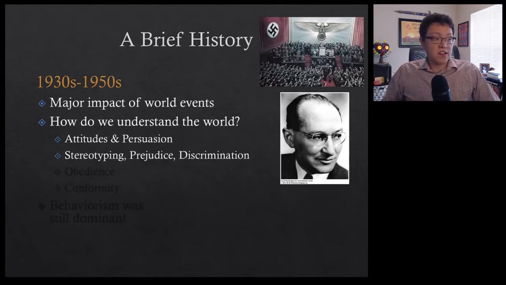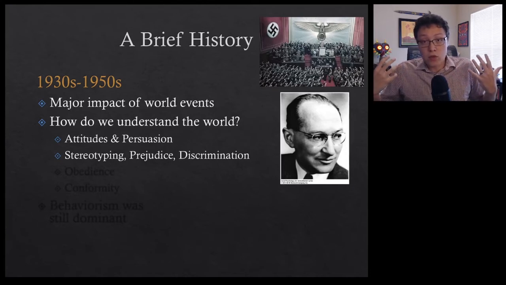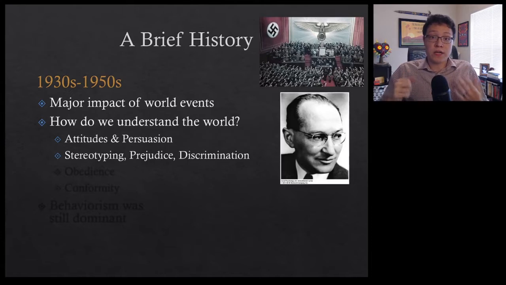We also see things like stereotyping, prejudice, and discrimination. We saw a massive and systematic collection and annihilation of a large number of Jewish individuals, as well as other individuals who were considered less than pure. This included the Gypsies or the Roma, homosexuals, and eventually it got to the point where they were rounding up academics, oh boy, and things like that.